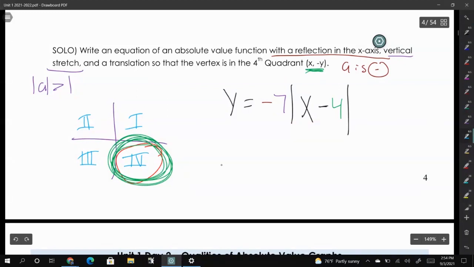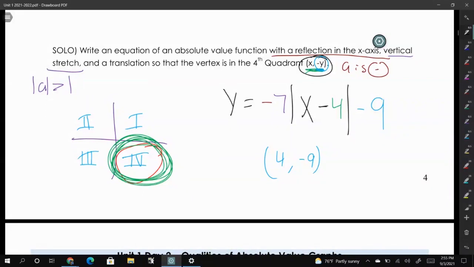Now the y value of the vertex is negative, so that means we need to have a minus some number out here. Let's go with 9. The vertex of this function is +4, -9, which is in quadrant 4. Now, if you wanted to, you could have just said, let me pick a point in quadrant 4 first, and then create my equation based on that point. Either way works. So I hope that you're getting an understanding of the effects of what A, H, and K do in our absolute value functions.